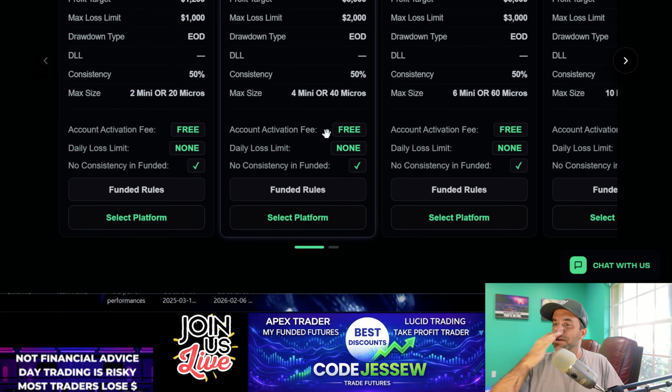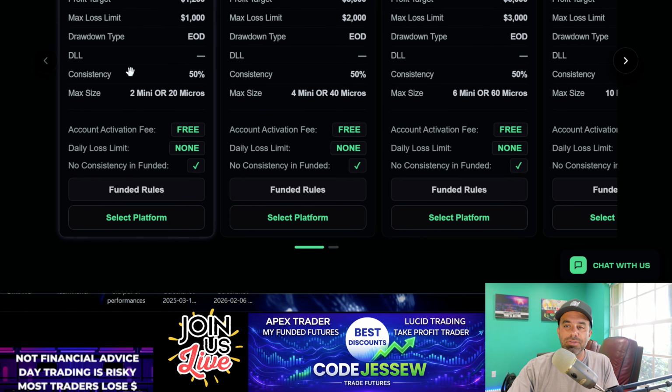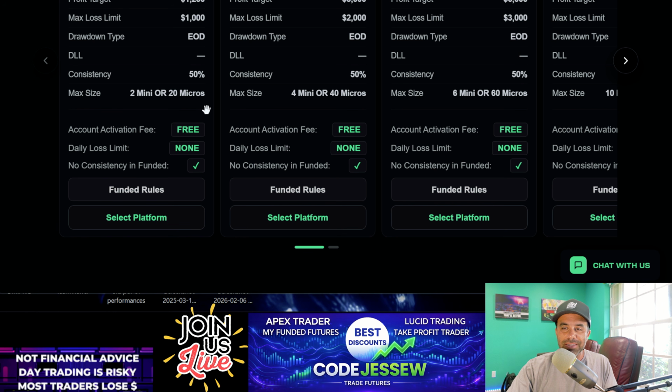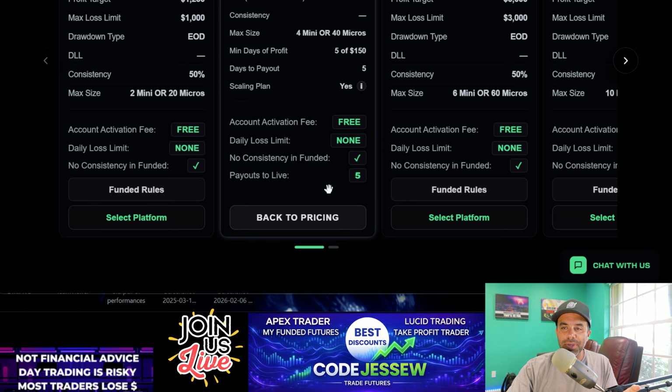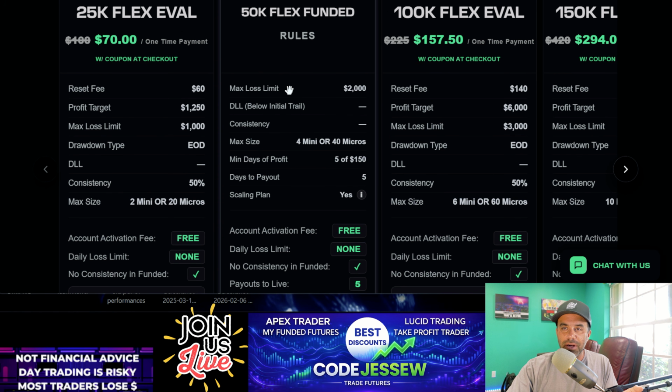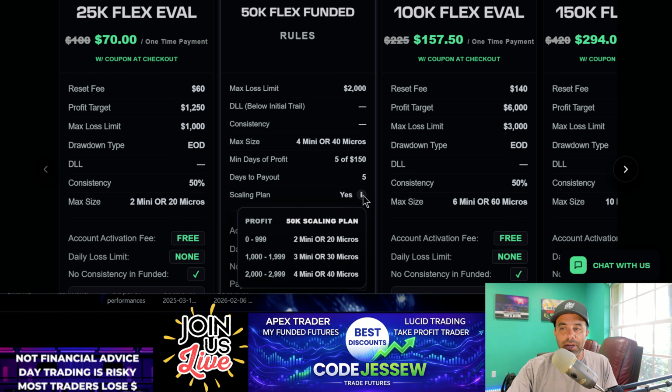All right, so let's take a look here at the funded rules, right? Because we already did the thing, we passed the evaluation. So what's up? How do we get paid on this sucker? Max loss limit on the Flex funded is $2,000. Apparently there's no DLL, no consistency rule, which is really nice to see. Max size, same. Minimum days of profit are 5 of $150. Days to payout are 5, and there is a scaling plan.